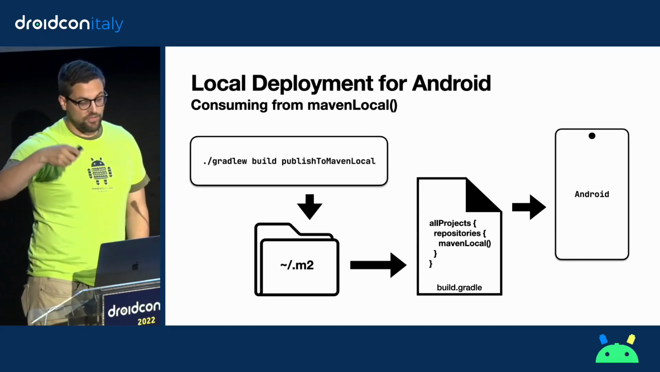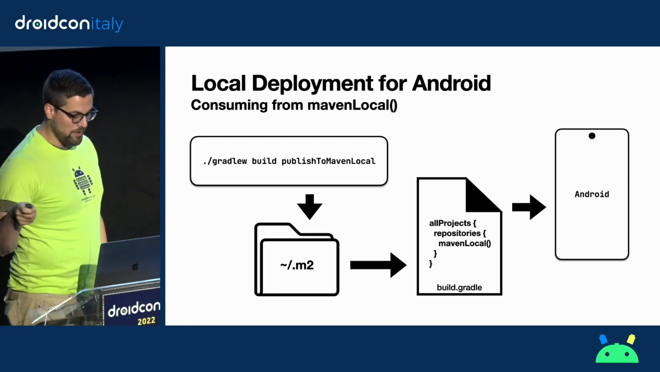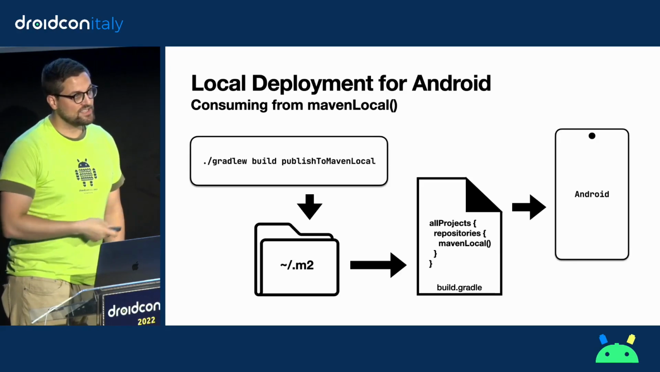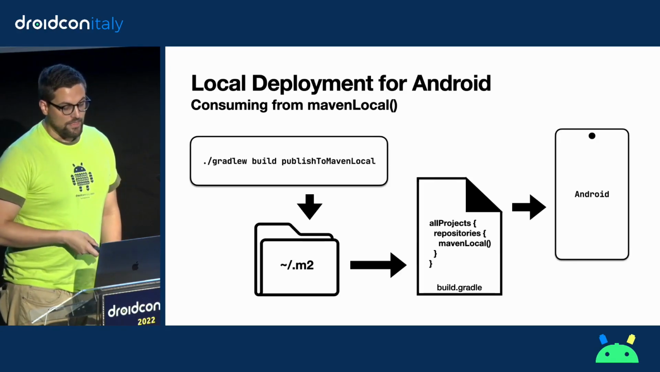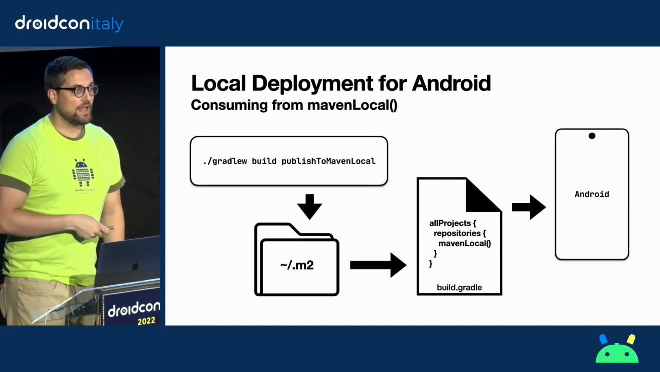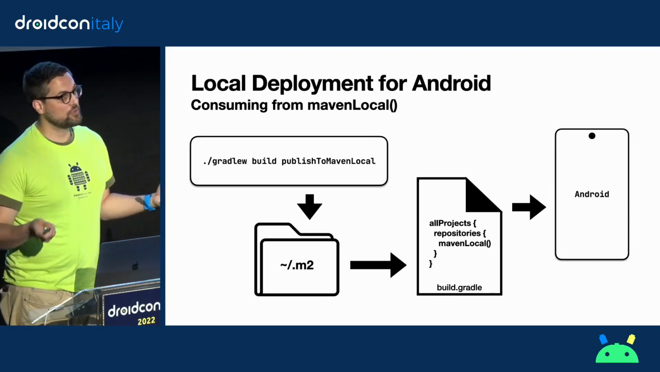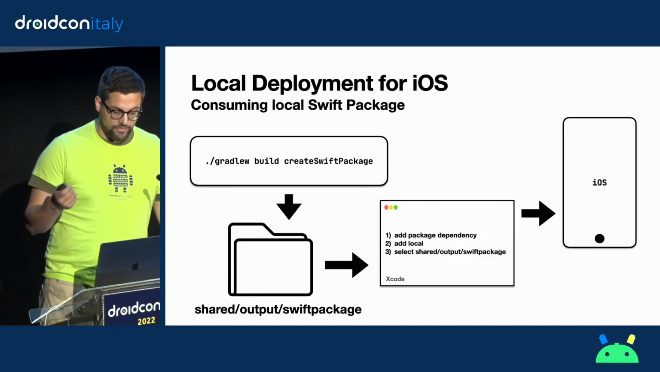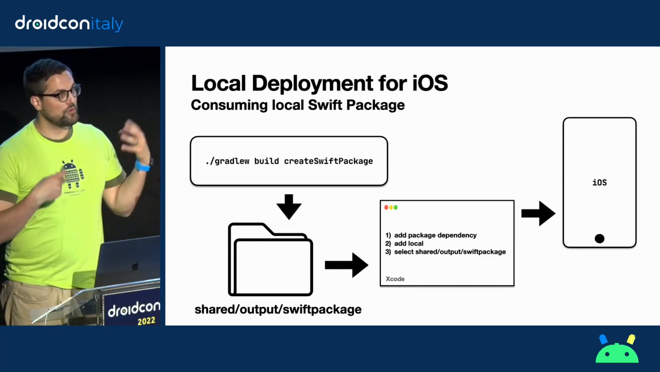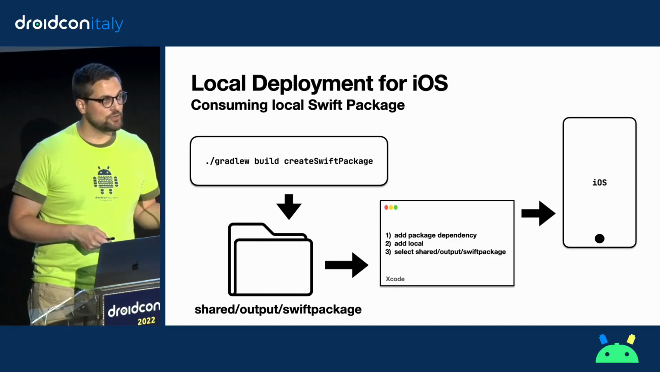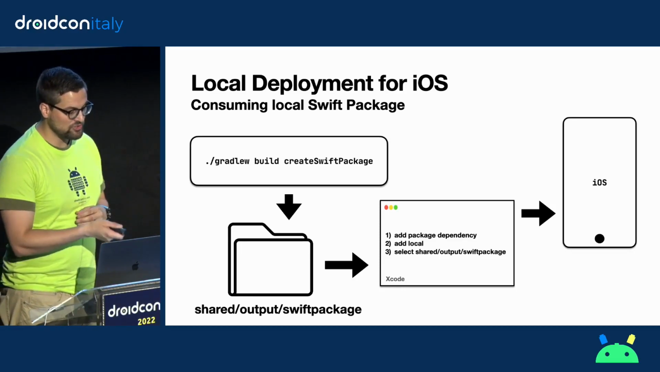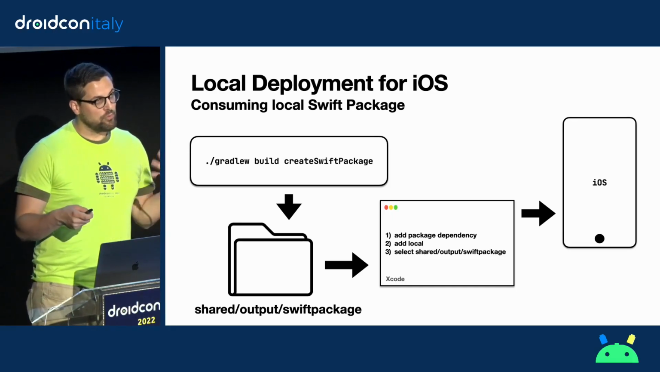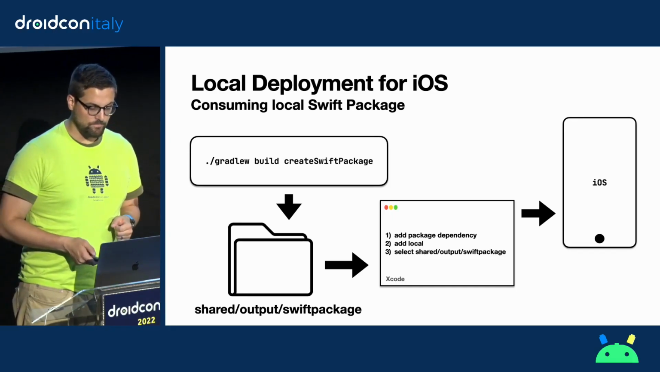So here's the overall flow of what that local deployment model looks like. On Android, we publish to Maven local, which drops the artifacts into the local M2 directory. And then in our project, we can add Maven local as a repository in our build script, and that will resolve any of those local dependencies. On the Xcode side, it's very similar. We create the Swift package, which just outputs it to a build directory in our project called shared/output/swiftpackage. And then we point Xcode at that and import it as a local Swift package.